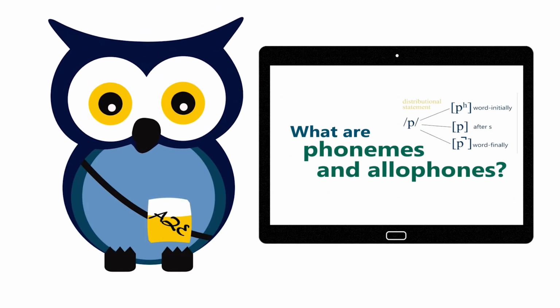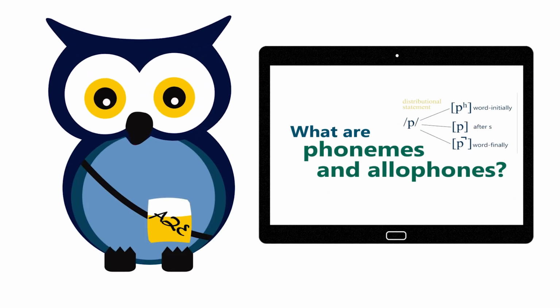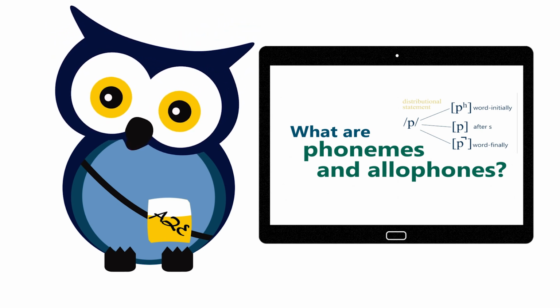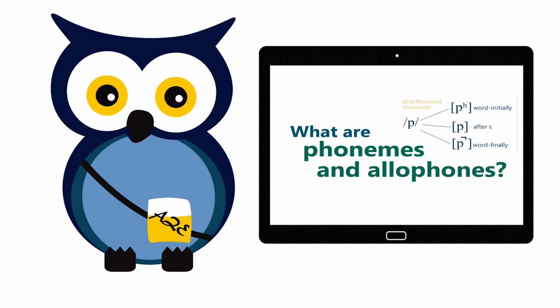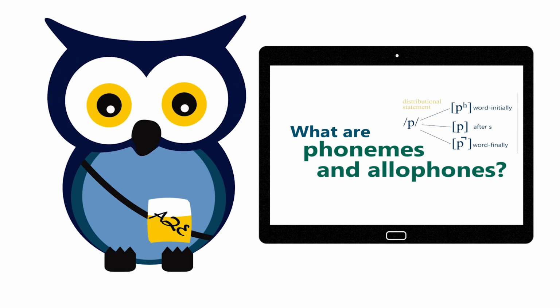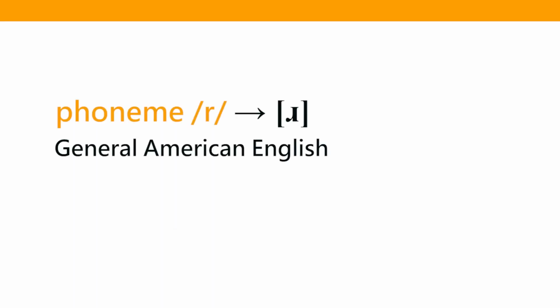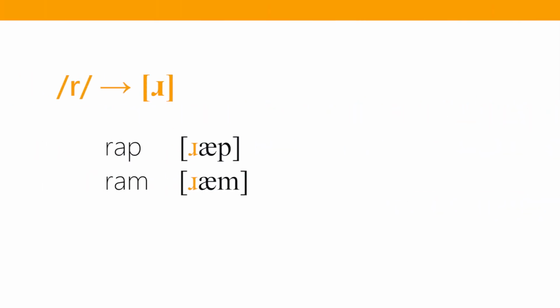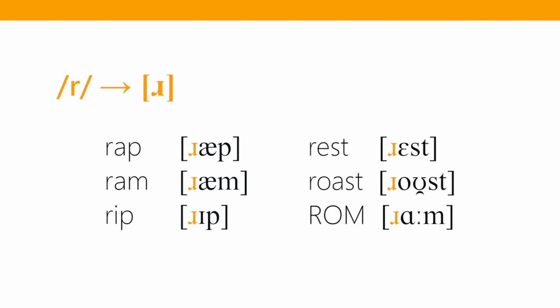So when you have the phoneme R, if you don't know the difference between phoneme and allophone, you should watch the video, What are Phonemes and Allophones? So you need to know the difference between phoneme and allophone. The phoneme R in English has the allophone R, this one. Like what? Like water, the last ra. This is a broad transcription for ram, rip, rest, roast, rom.